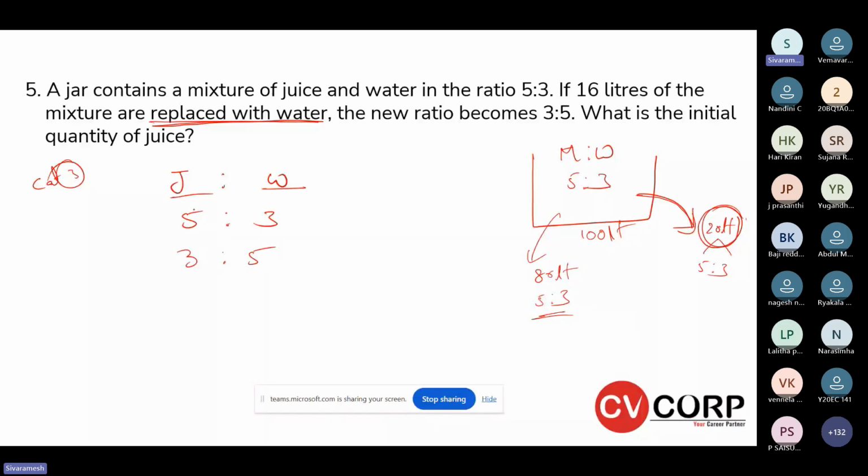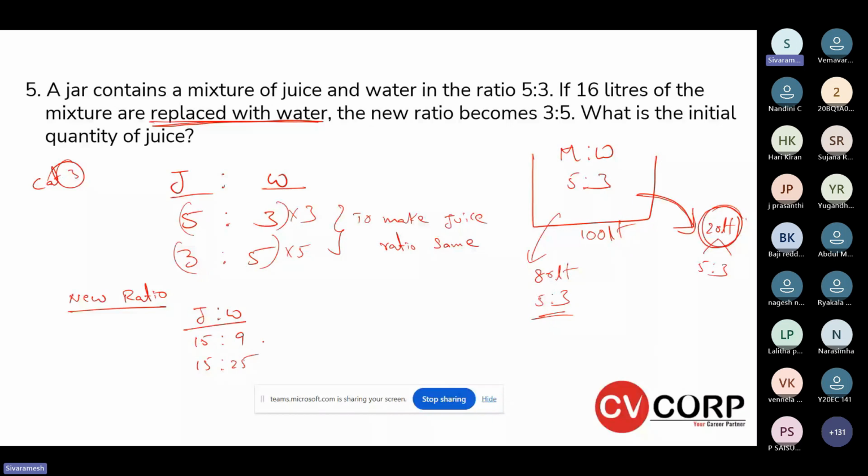So when you want to make it the same, obviously this ratio should be multiplied with 3, and this ratio should be multiplied with 5, to make the juice ratio the same. That's the reason we are multiplying. Don't get confused about why we're multiplying. So the new juice to water ratio, after multiplying, will be 15:9, 15:25. Now if you observe, when we are replacing with water, water quantity should get added, right?